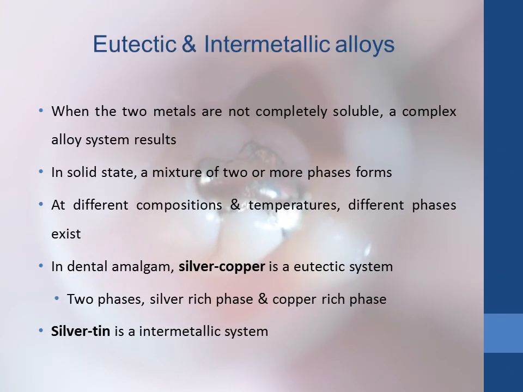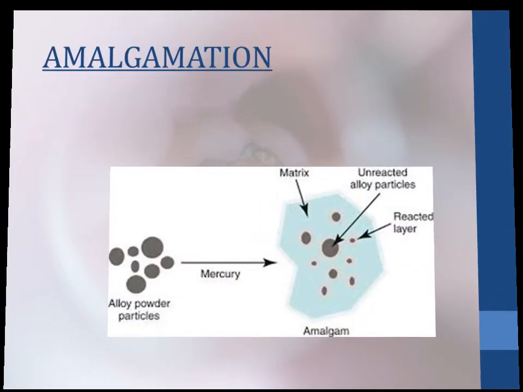Now moving on to eutectic and intermetallic alloys. When two metals are not completely soluble, a complex alloy system results. And as you know, in solid state, a mixture of two or more phases is formed, and at different compositions and different temperatures, different phases exist. So in amalgam, silver copper is the eutectic system, as when the reaction is taking place, two phases are formed, the silver rich phase and the copper rich phase. And similarly, silver tin, which also forms side by side, is an intermetallic.